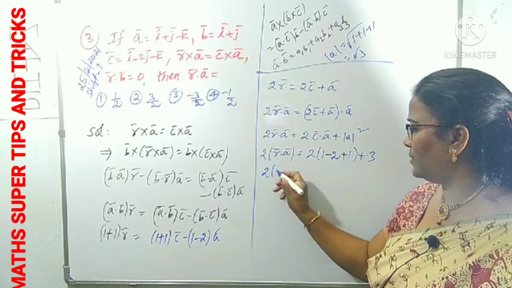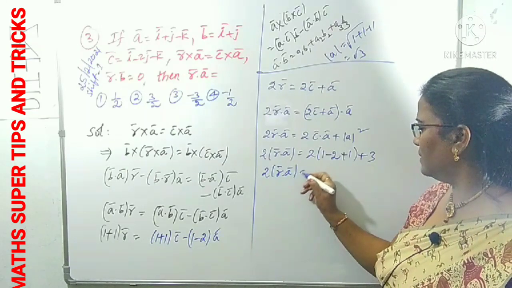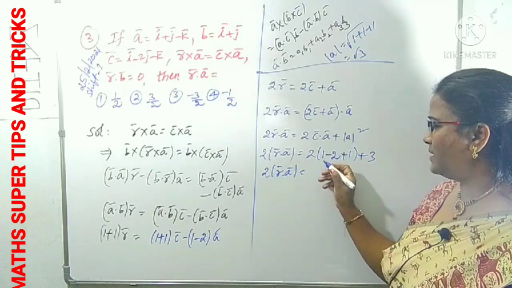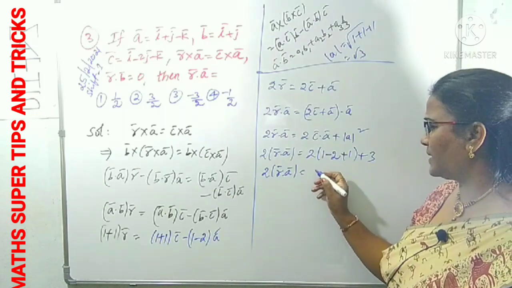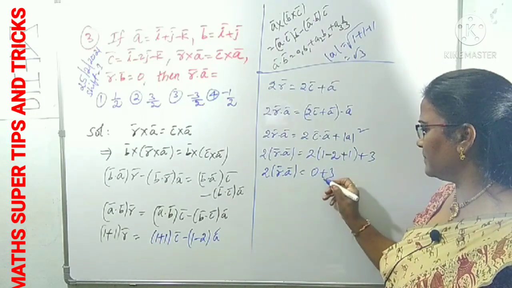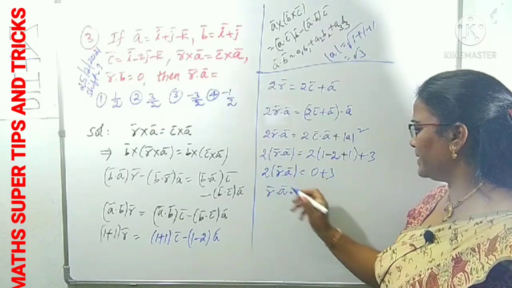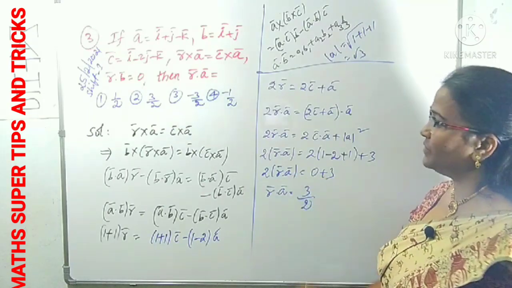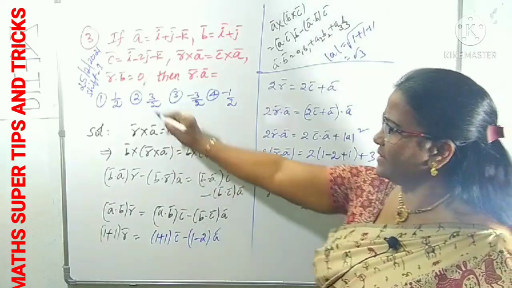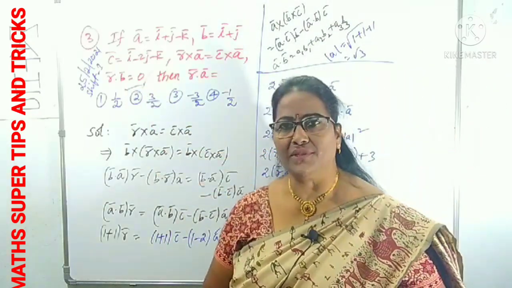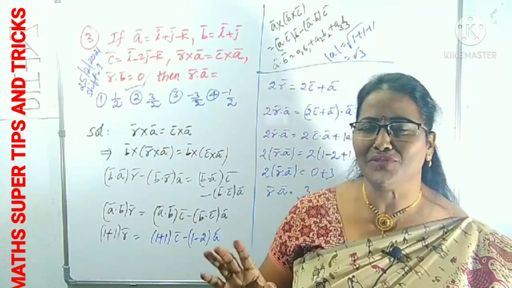Now 2 into r dot a is 1 plus 1, 2, minus 2 gets cancelled, 0 plus 3. Therefore r dot a simply we get as 3 by 2. Which option? Yes, it is clearly the second option. Is it clear? Very simple question, there is no difficulty at all.